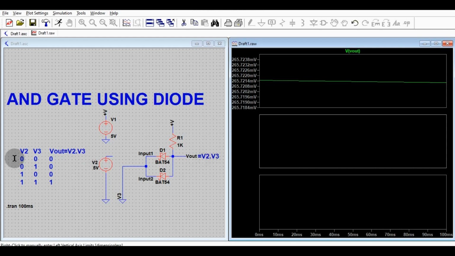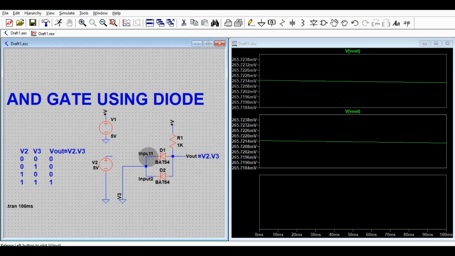So if both inputs are 0 0, your output is 0, right? And why is this value coming? This is because of the voltage drop across this Schottky diode. If you place the cursor here and here, you can see the same voltage which is appearing at the output. That means both diodes have some forward voltage drop, that is VF. That is why it is coming to 265 millivolt.